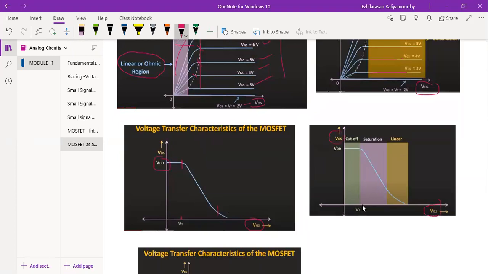So up to VT, the device doesn't conduct. So I can say it will be in the cutoff mode. Then this portion will be the saturation mode. Then this portion will be the linear mode.